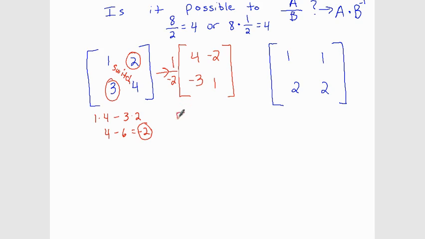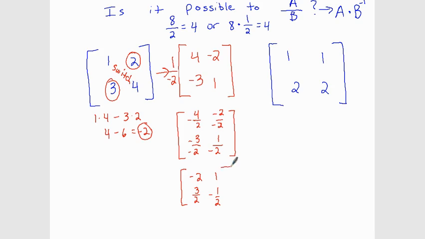So I'm going to get -1/2 times 4, which is -4 over 2. I get -2 over 2 here. I get -3 over 2. Sorry, -2. So -2 over -2, -3 over -2, and 1 over -2. And then all we have to do is simplify. So I get -2, 1, a +3/2, and a -1/2. So that is the inverse.